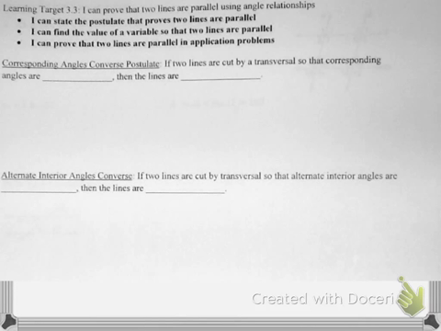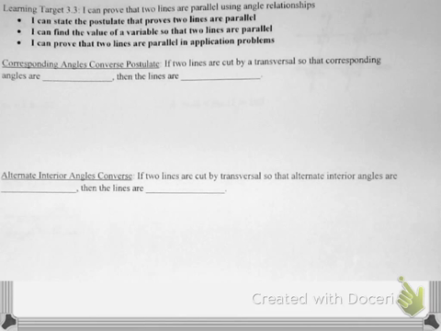Learning Target 3.3 says I can prove that two lines are parallel using angle relationships. And the three specific parts of it are: I can state the postulate that proves two lines are parallel, I can find the values of a variable so that two lines are parallel, and I can prove that two lines are parallel in application problems.